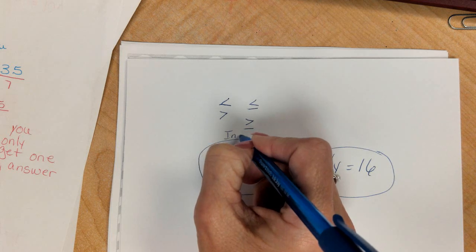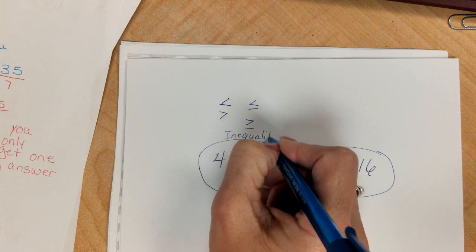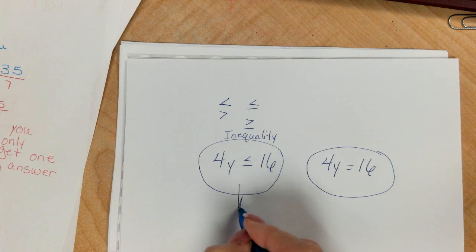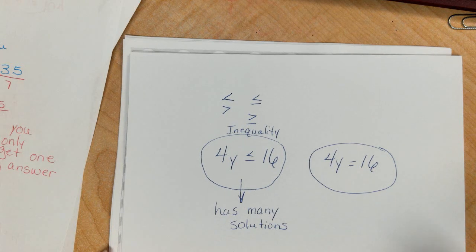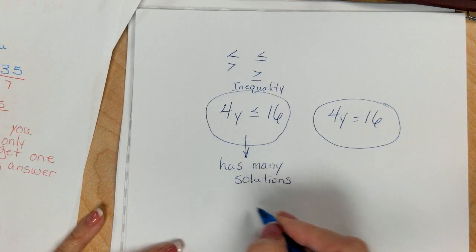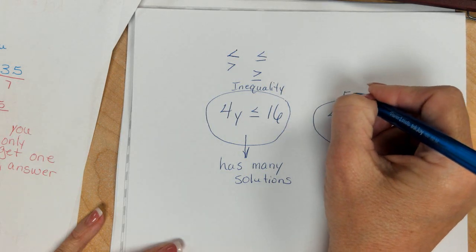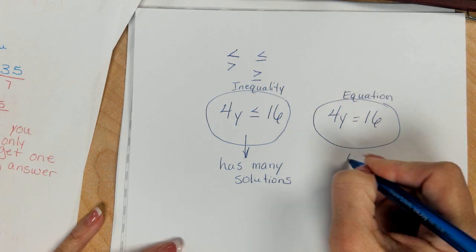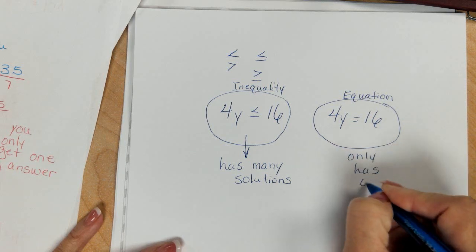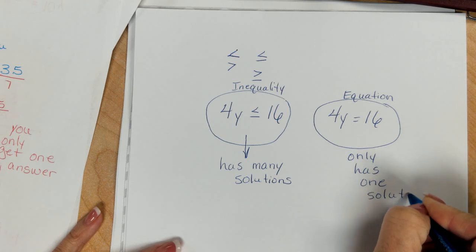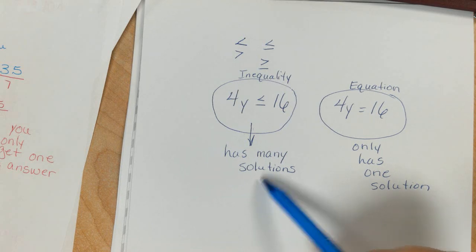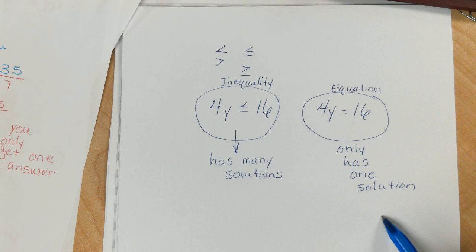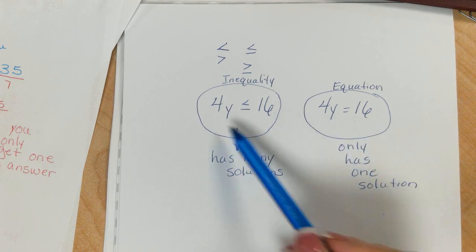So an inequality, and this is something you need to write down, just as a reminder, an inequality has many solutions. Now, what do I mean by solutions? Answers. Okay? So an inequality has many solutions, whereas an equation only has one solution. So you need to remember that. So that means these are one steps.